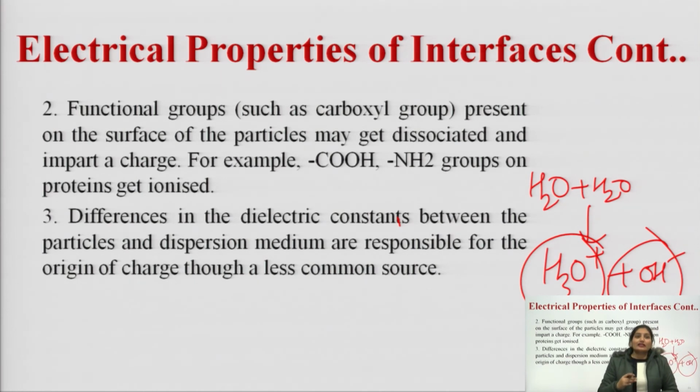The second reason for the origin of charge includes the presence of functional groups. These functional groups can be carboxyl ion, or amine groups that are present in the proteins, and they get ionized. Third, there can be a difference in the dielectric constant between the particles and the dispersion medium, that is responsible for the origin of charge.